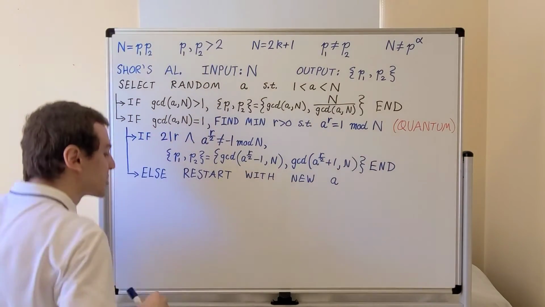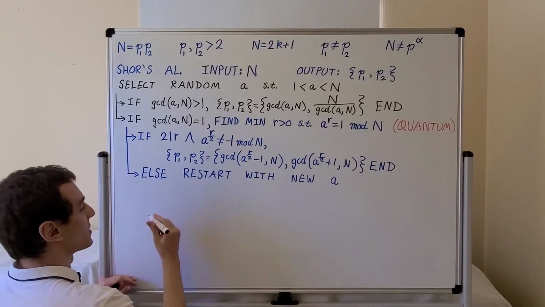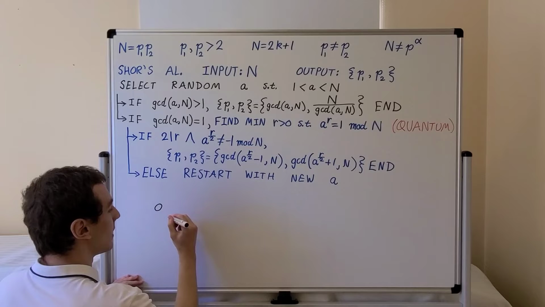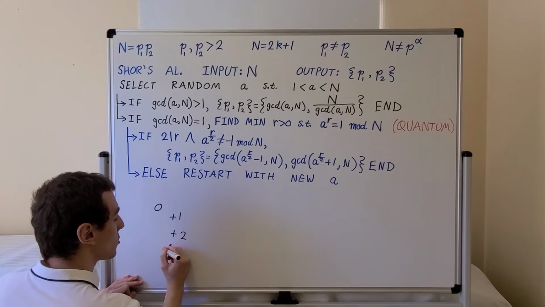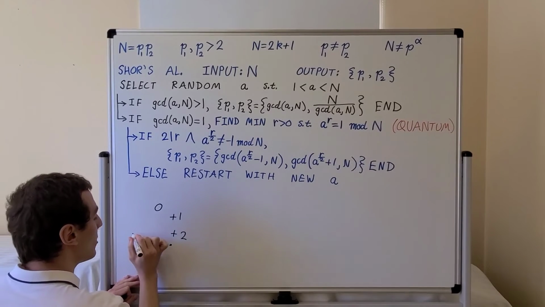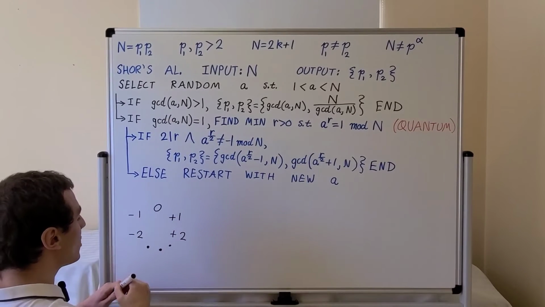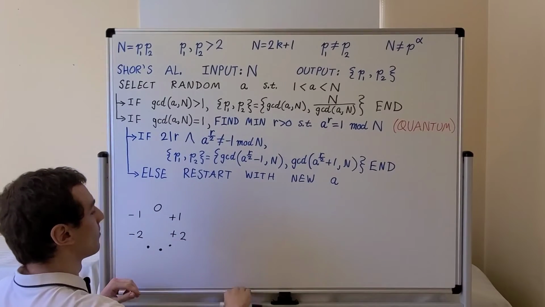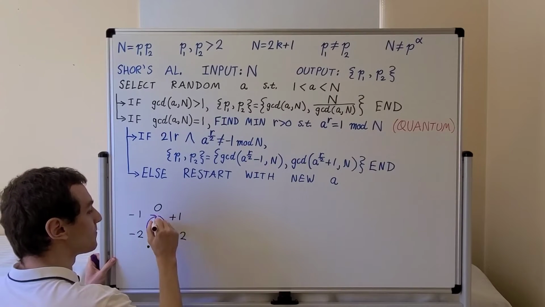I'm going to draw a little circle down over here. So imagine we have a circle of numbers. We have 0, plus 1, plus 2, then dot, dot, dot, all of the other intermediate values, and then we're going to get to minus 2 and minus 1. We can imagine that this is a circle, and it's going around. We have this kind of cyclic property.